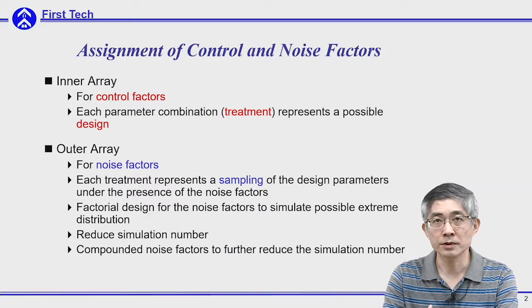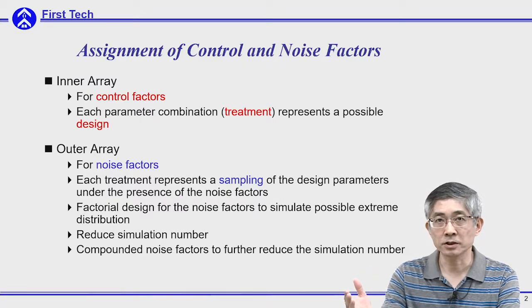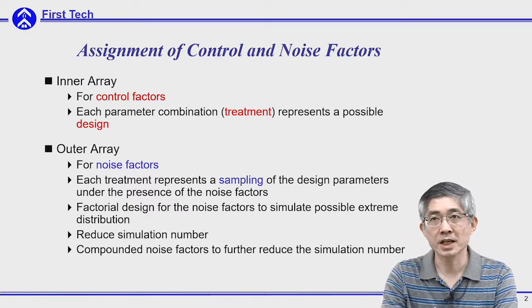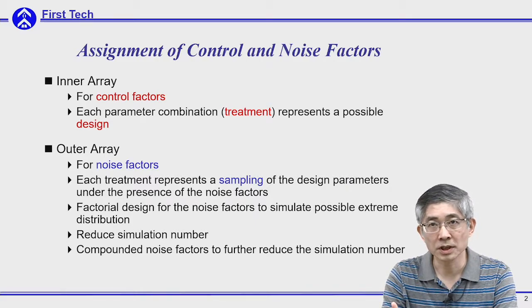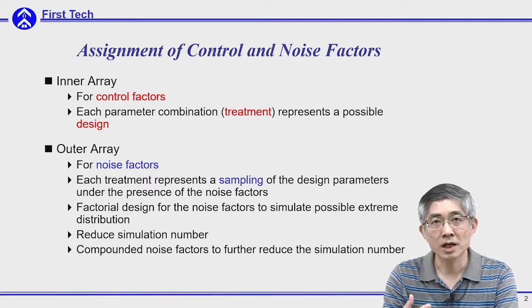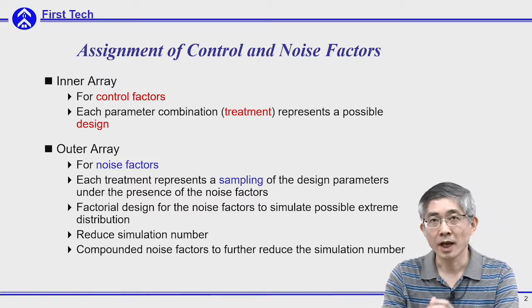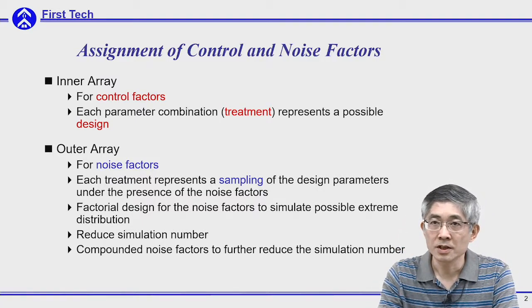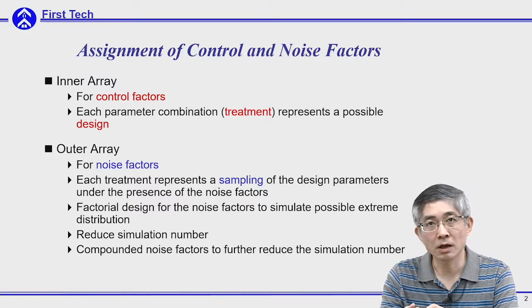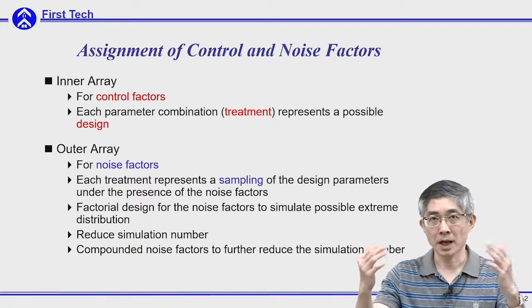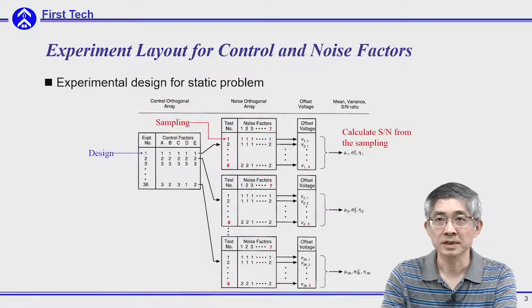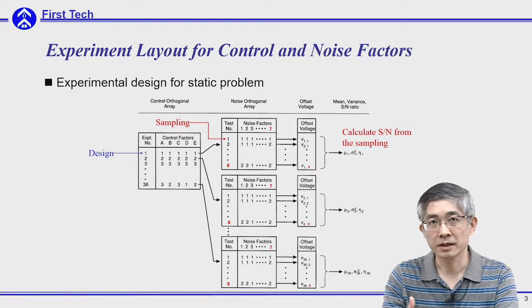Here for the crossed array experimental design, we are using inner array to assign the control factors, where each row will stand for a possible combination for design. And we use outer array for noise factors. Each treatment of the outer array will represent a sampling condition happening on your design. So we are using factorial design for the outer array to reduce the number of samplings, but still maintain the balanced sampling strategy. This is the arrangement of the inner and outer array.